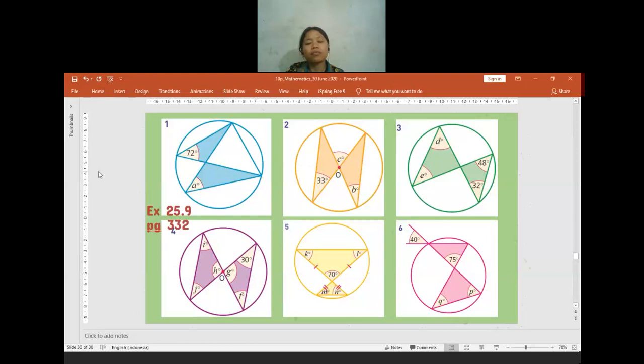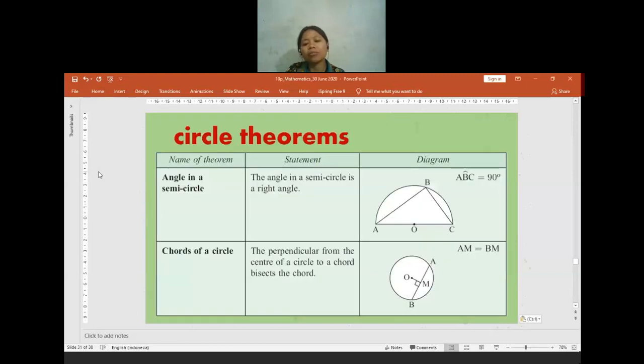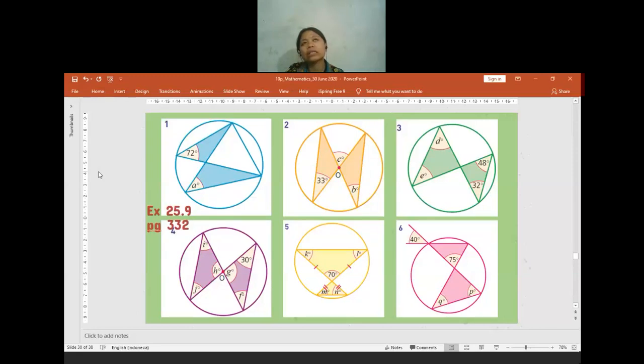Sorry. The angle in front of a diameter will be how many degrees? The angle at the circumference that faces the diameter, it will be equal to how many? 180. The diameter is 180, but I asked about the angle at the circumference. So it will be how many?